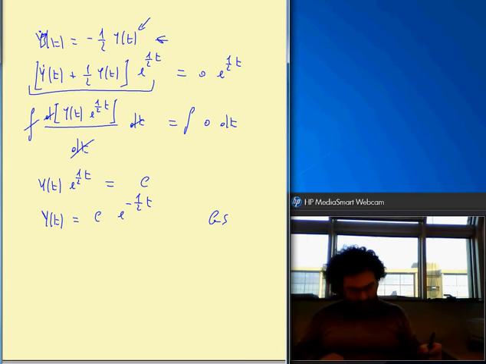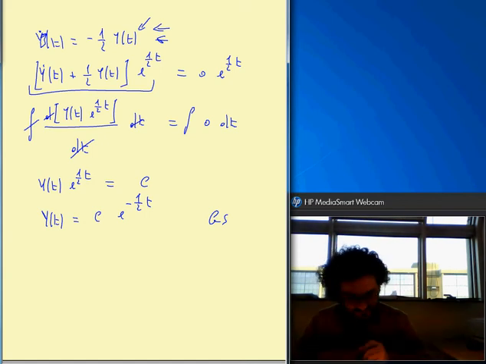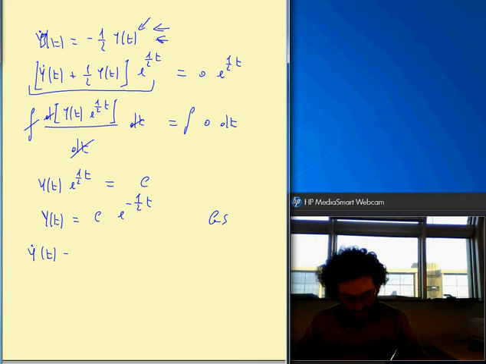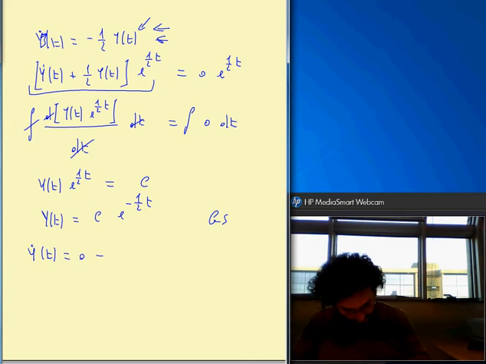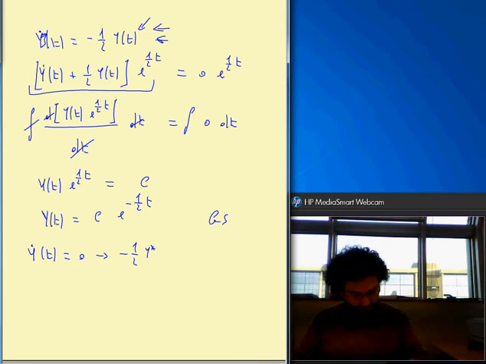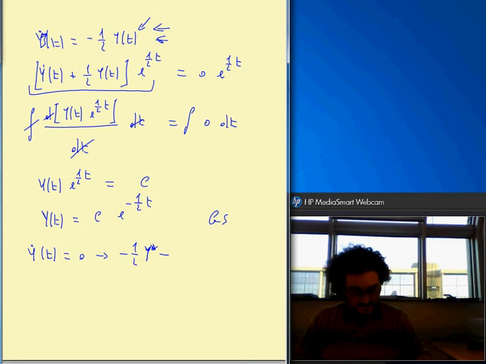Now, in order to find the final solution, the particular solution, let's first find the steady state solution of this expression. The steady state solution can be computed setting y dot t, which is the speed of our variable y, equal to 0, which means minus 1 half y star, which is the steady state solution right here, y star equal to 0. Okay, so the steady state solution is y star equal to 0.